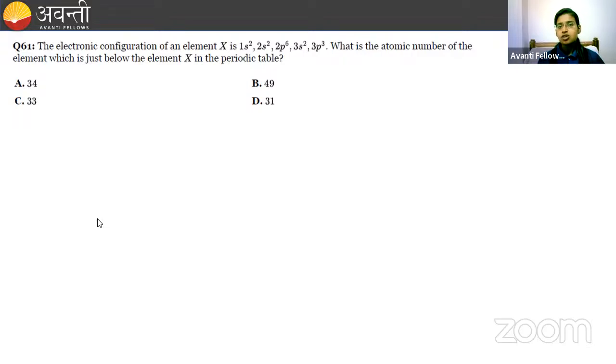The electronic configuration of an element X is 1s2, 2s2, 2p6, 3s2, 3p3. What is the atomic number of the element which is just below the element X in the periodic table? So we need to find out the element X here. We have 2 electrons in 1s orbital, 2 in 2s, 6 in 2p, 2 in 3s and 3 in 3p. If I add all these numbers, I get the total number of electrons as 15. So the atomic number for the element X is 15.